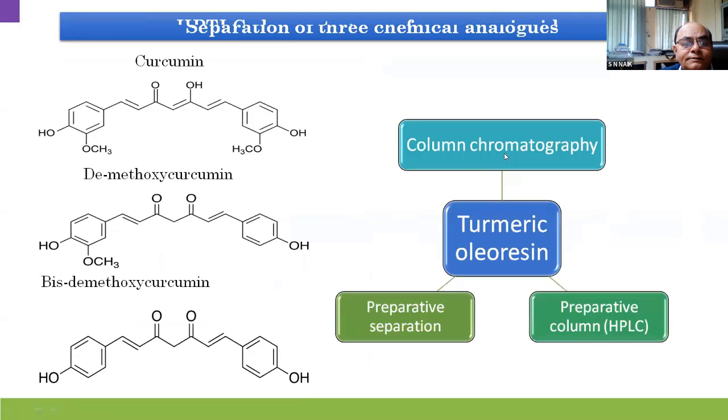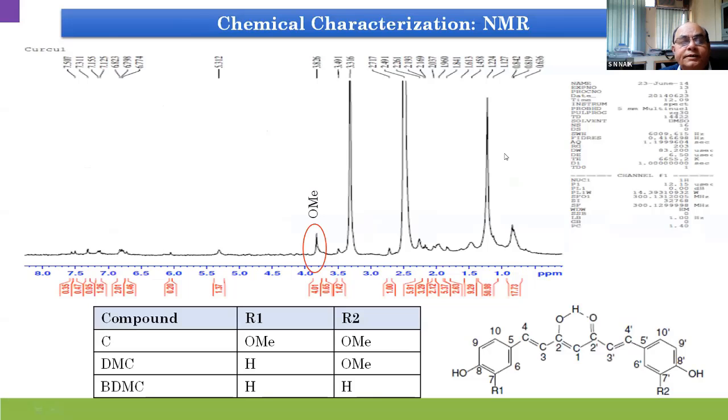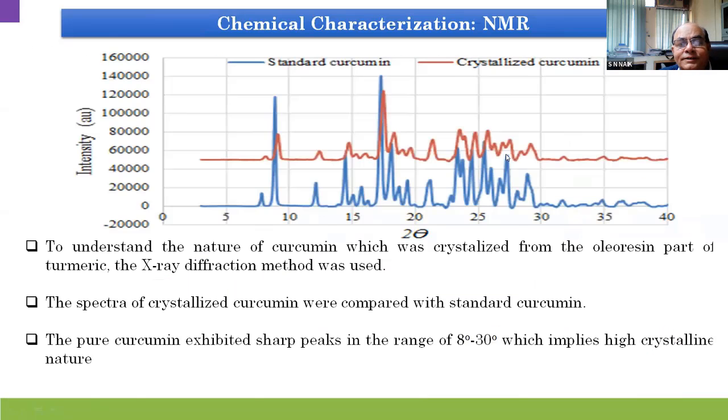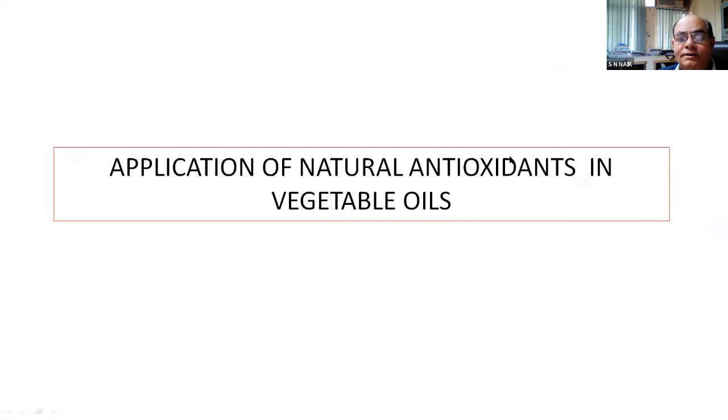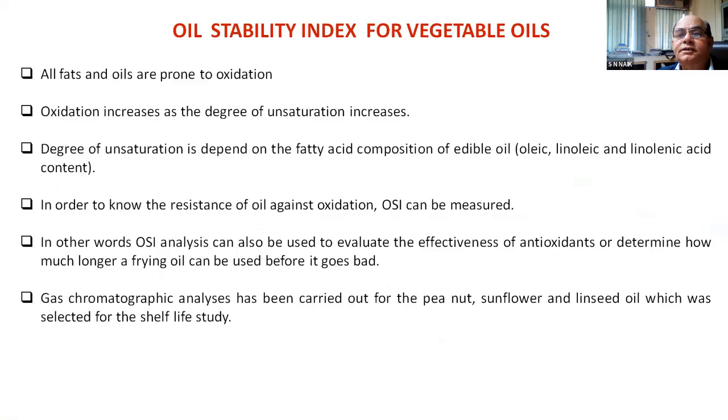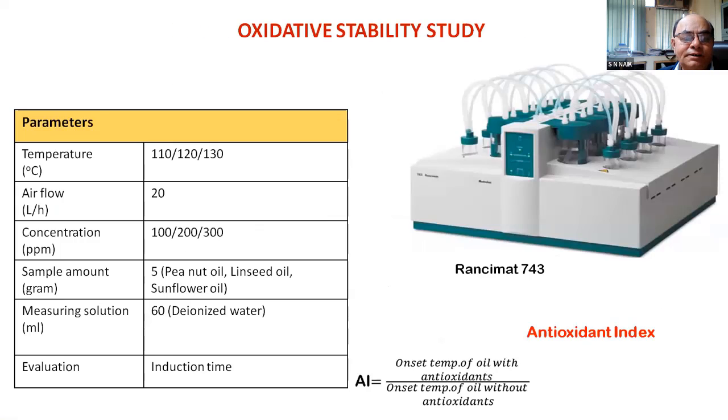So these three isomers we have separated and analyzed by HPLC, then crystallization point, XRD and all that. So basically we have tested the natural antioxidant using the antioxidant index. So that is the concept.